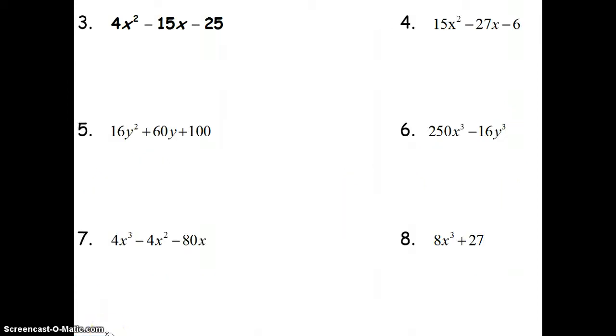When given a problem like number 3, we always want to see if we can pull out a greatest common factor first. When we have 4, 15, and 25, there is no greatest common factor from this, so we go straight to the AC method because it has an x squared, an x, and a number. Identifying our A, B, and C, we see that if we multiply A times C, we get -100. That means we want two numbers that multiply to -100 and add to whatever our B term was, which was -15.